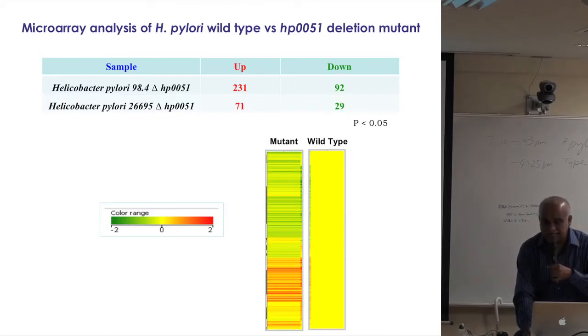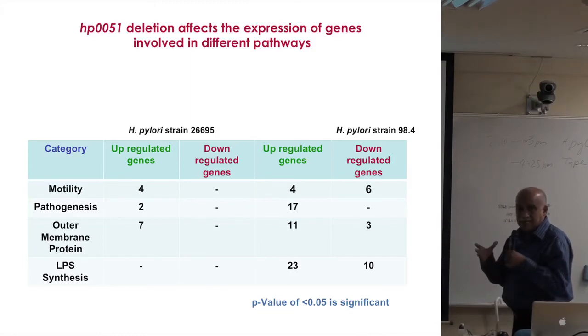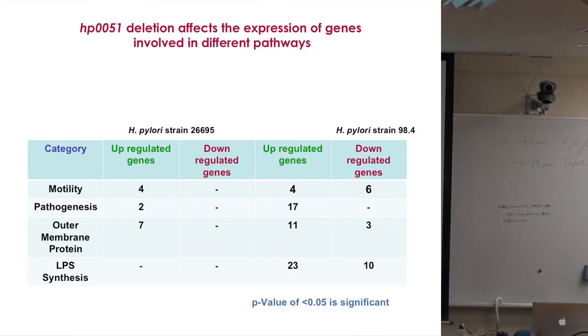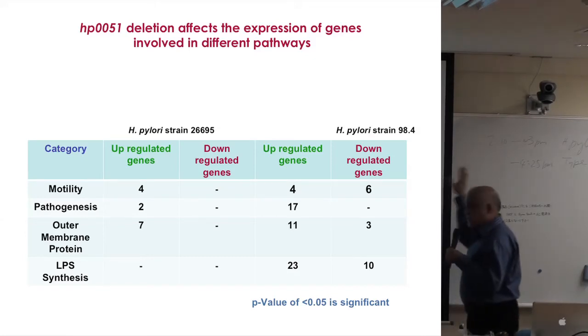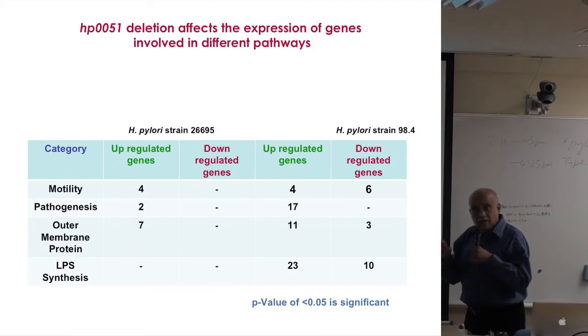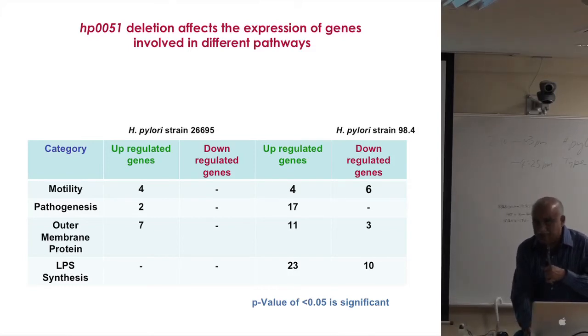So when we did a microarray analysis of the wild type and the knockout of H. pylori, this is a summary of it. The motility genes are affected, the pathogenesis genes, the outer membrane protein, and the LPS, the lipopolysaccharide synthesis genes are affected. Some are upregulated, some are downregulated. In some strains, it is this way. In some strains, it's another way. From strain to strain, in all the 4 or 5 strains that he did, there is variation. Only IL-8 we find is commonly increased. In some, we don't find any changes at all by knocking out that gene. So we still don't understand what is happening. But we know that there is so much variation in these genomes, in these strains. It's very fascinating, and it's a must that one studies some of these things.